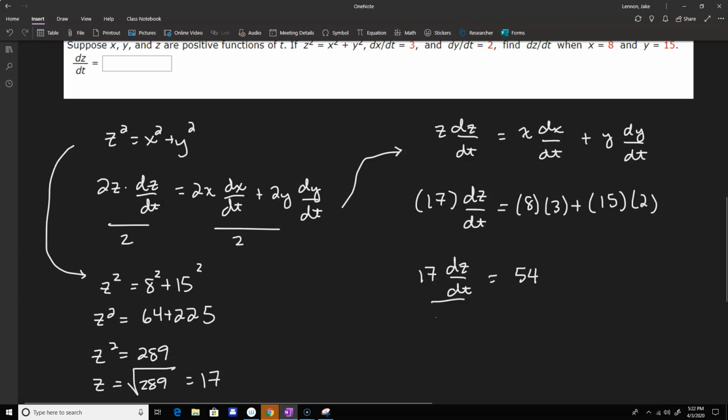So divide both sides by 17. So dz/dt turns out to be just 54 over 17. So that would be the answer to this problem.